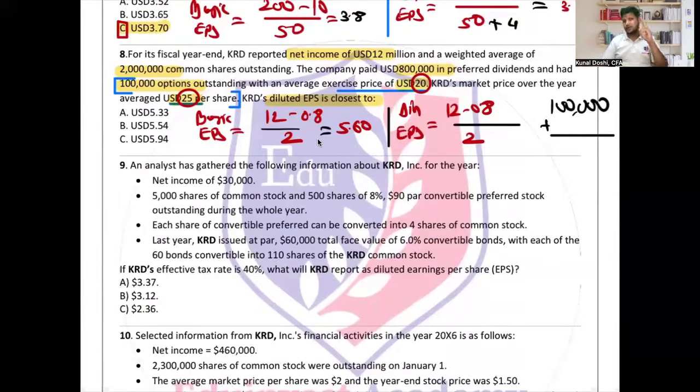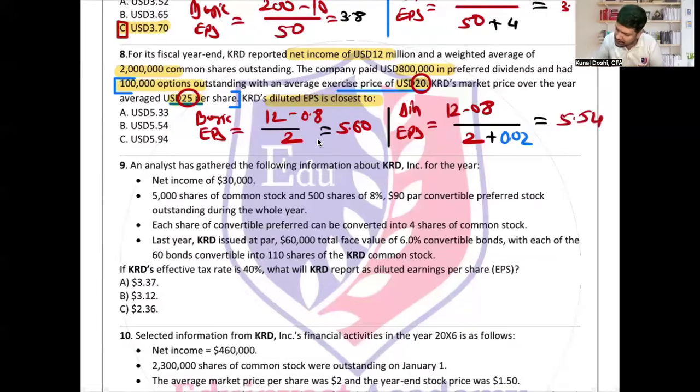Not 20, 200,000 is 0.2 million. 20,000 is 0.02 million, isn't it? So my answer will be, you can put the entire number also. If you're confused with zero, I have a habit, so I use it. So 12 minus 0.8, that is 11.2, divided by 2.02 million, you will get 5.5446, or simply said 5.54. Your answer is B.